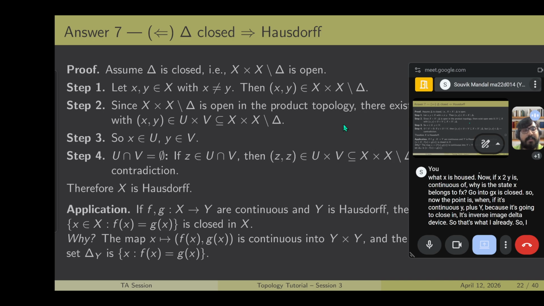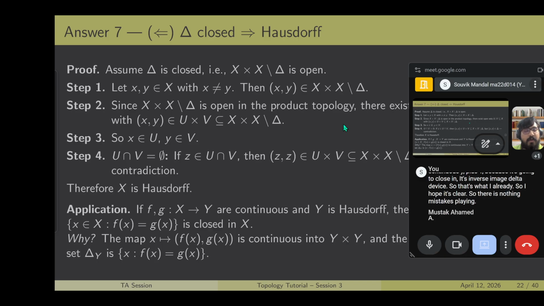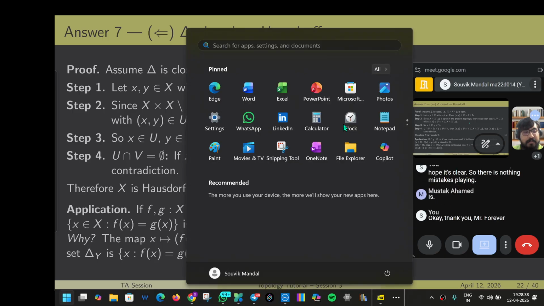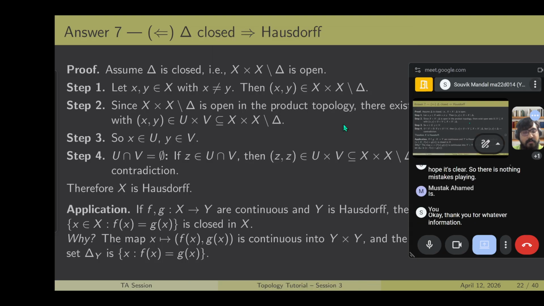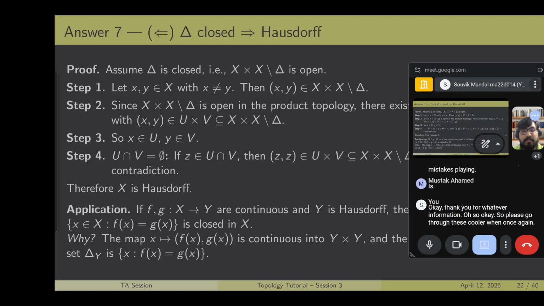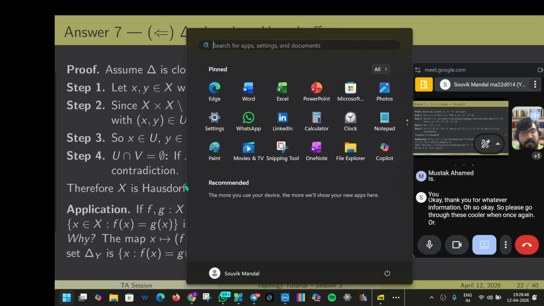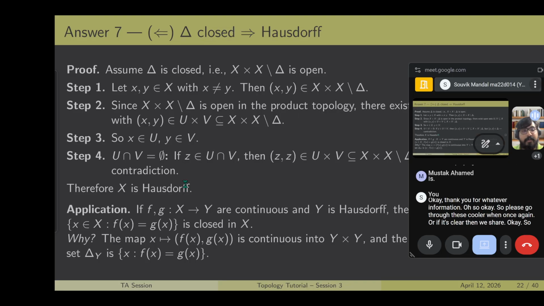So I hope it's clear. There is nothing much to explain. Yes, yes, it's clear. Okay. Thank you for the confirmation. So please go through this full argument once again, or if it is clear, then we move on. Okay, so we have it clear. So let me go to the next problem.